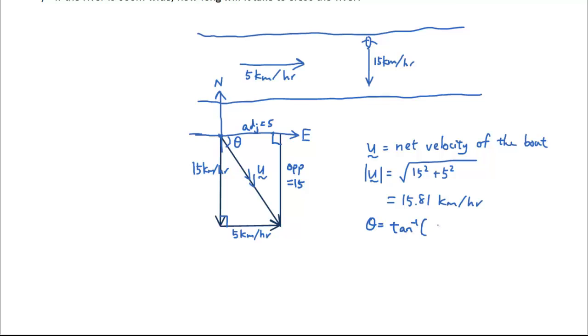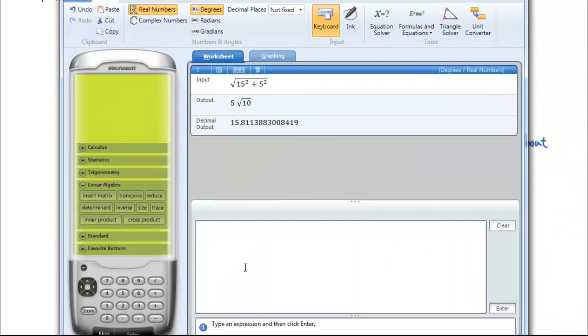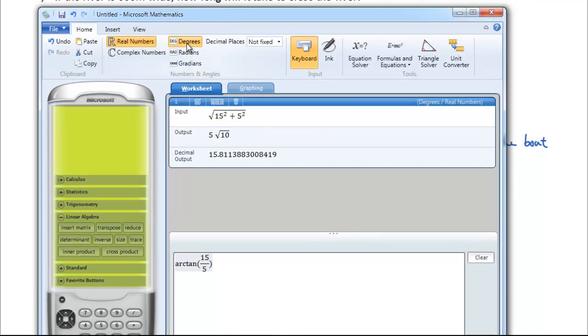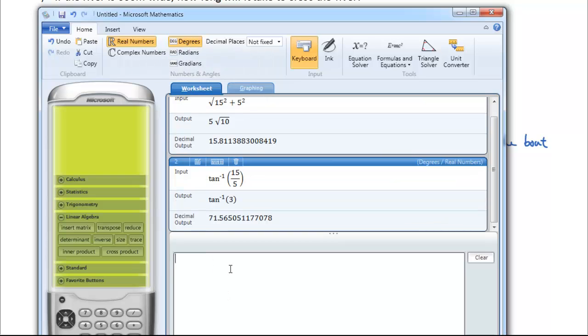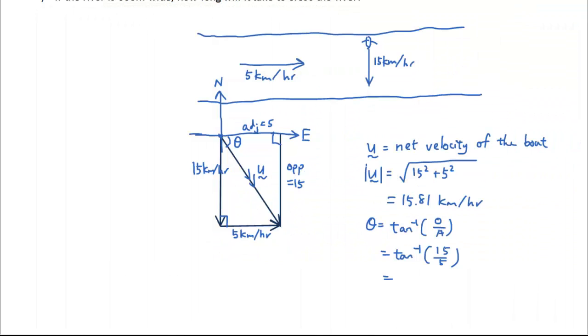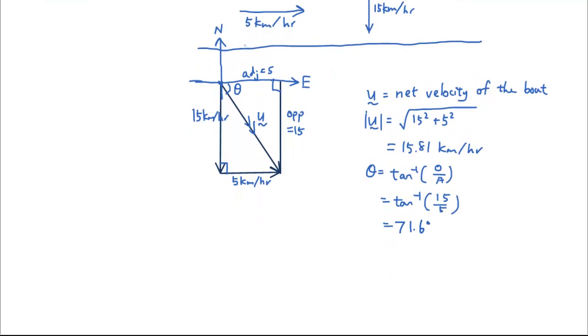So theta is equal to inverse tan, opposite over adjacent. So it's inverse tan 15 over 5, and putting that in your calculator, inverse tan, which is the same thing as arctan, by the way, when you type it in Microsoft Mathematics, 15 over 5. And if you're using Microsoft Mathematics, just make sure that you're on degrees mode. Press enter. The answer is 71.6 degrees. And if you want the bearing from the north, you're going to have to add on another 90 degrees. So true bearing is 90 plus 71.6, which is 161.6 degrees true.